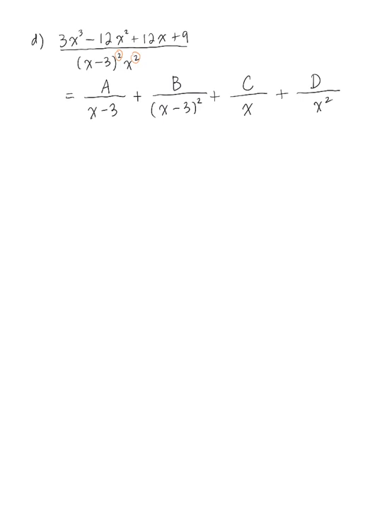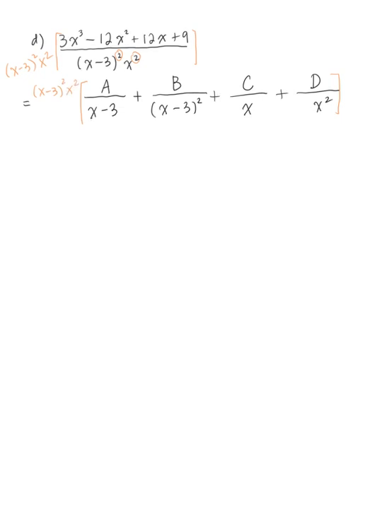Okay. So now next step, do the same thing. We're going to multiply by the LCD, which is going to be x minus 3 squared times x squared. So we're going to do the same thing on this side. So let me just erase this equal sign and bring it over here. And then here I'm going to multiply by x minus 3 squared times x squared.